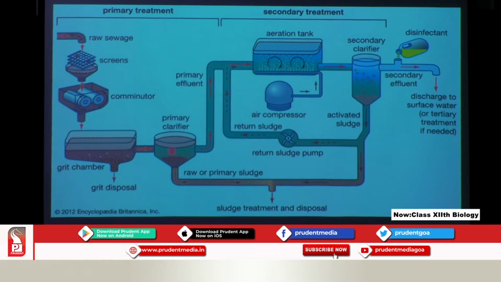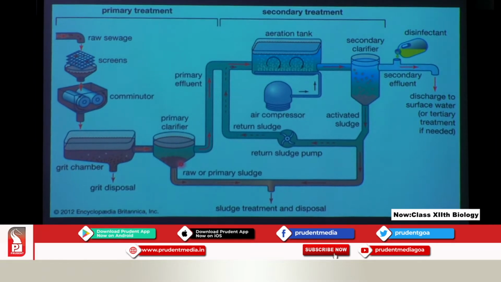Alright, and the raw or primary sludge which is settled over here, with the grit which was still remaining, some of the grit is removed in the grit chamber and grit disposal is done, and the raw or primary sludge is taken for sludge treatment and disposal. Now, what happens to the primary effluent? This is very important. It is there in your textbook and I am going to do it later also. The primary effluent is taken for the secondary treatment.